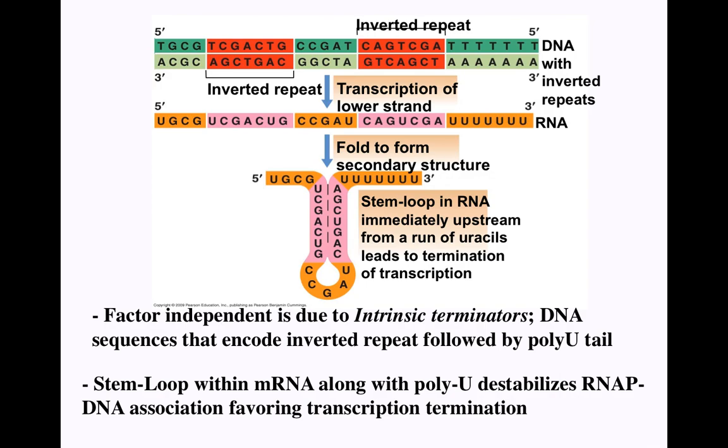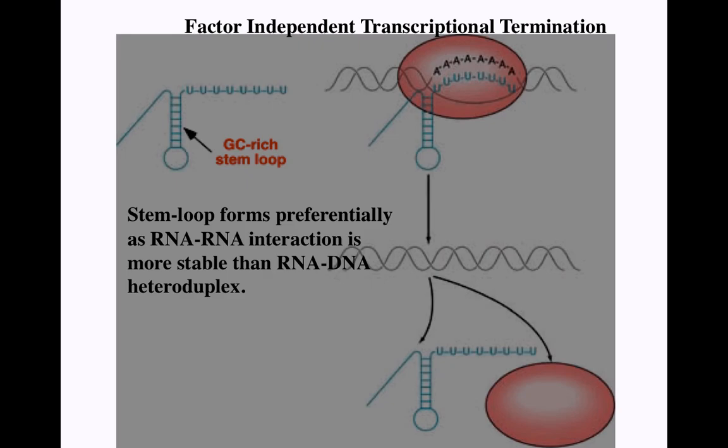So RNA polymerase's ability to hold on to the template DNA strand is going to be negatively affected by the formation of this intrinsic terminator or stem loop structure. And that's what's shown in this cartoon here. So here, this football-shaped red sphere, or rugby shape, actually, probably closer than a football.